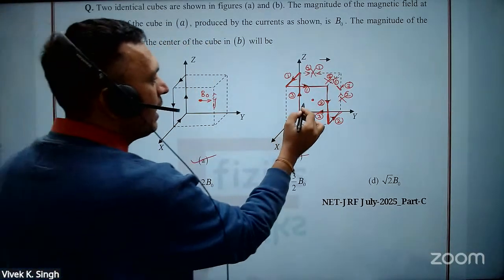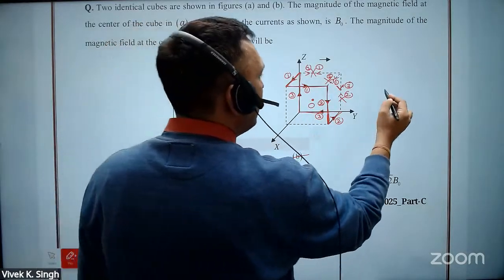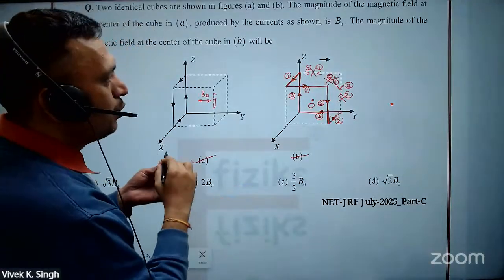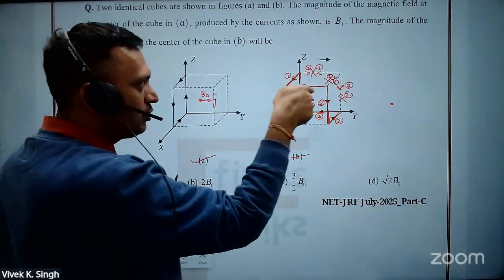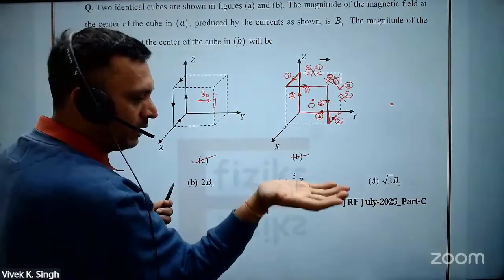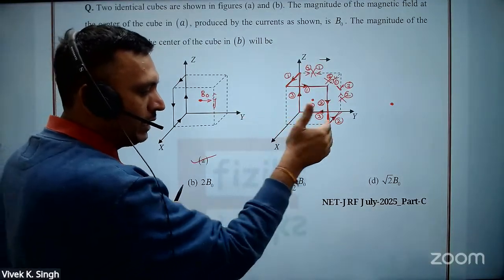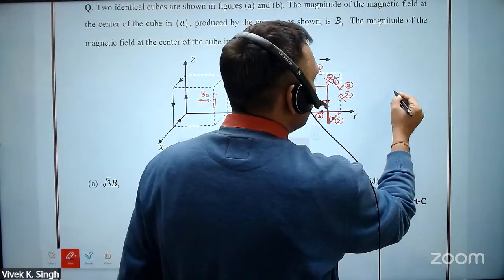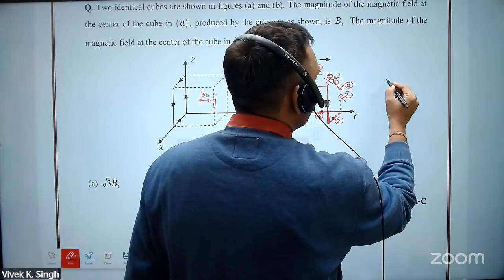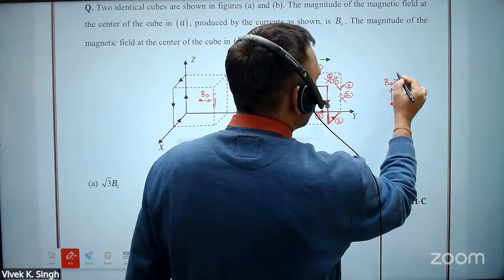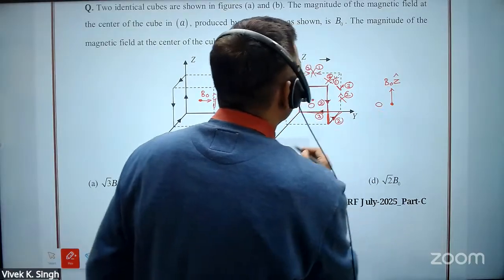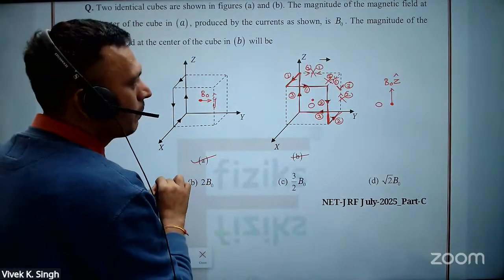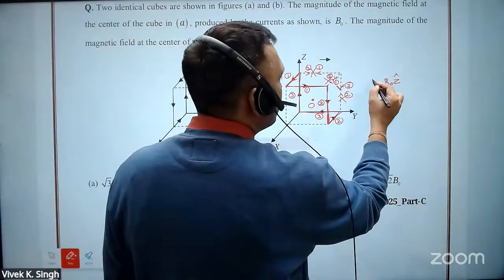So if you see, let's say this is the center O. At the center O, if you want to see the direction of magnetic field, due to loop 1, current is flowing in this direction, and the loop is in the XY plane. According to right hand rule, the direction of magnetic field is Z cap. So this is the center O, this is loop 1, and you can call this field B1.